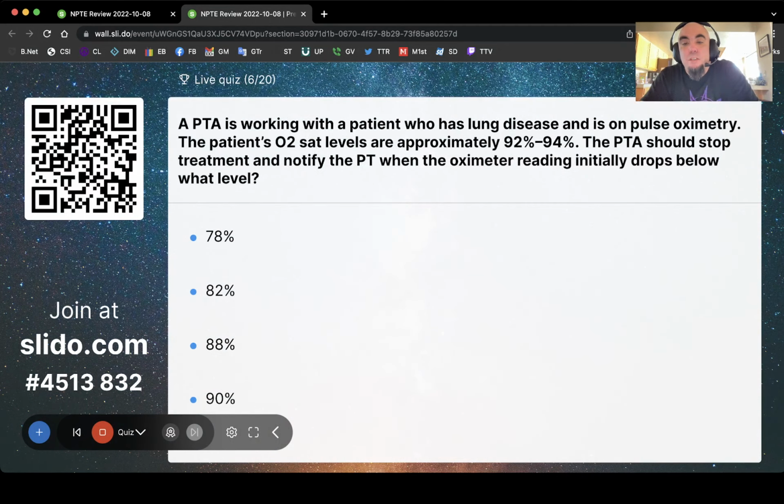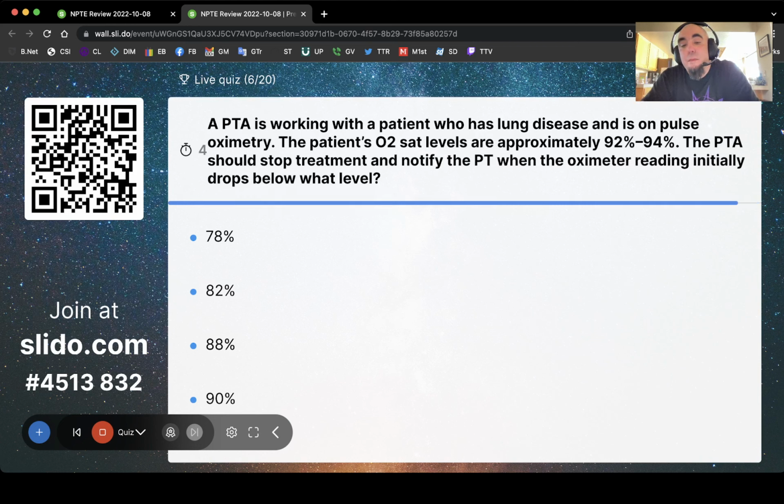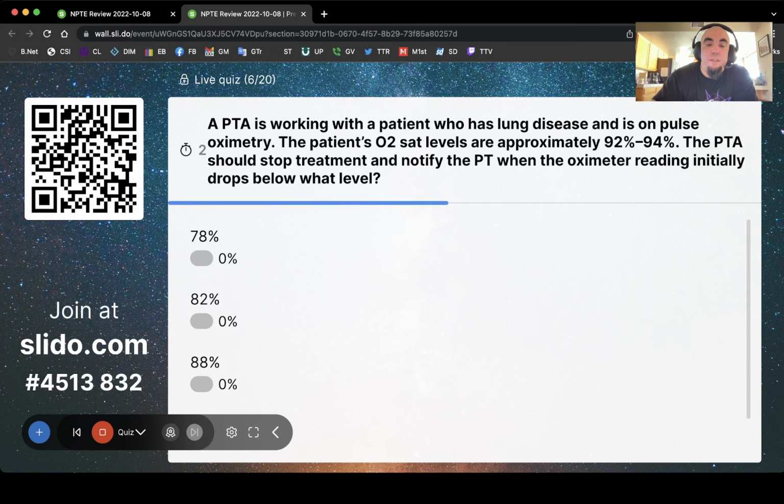PTA is working with a patient who has lung disease and is on a pulse oximetry. The patient's O2 levels are approximately 92 to 94%. The PTA should stop treatment and notify the PT when the pulse ox initially drops below what level, right? So here we have 78%, 82%, 88%, 90%. Give it a few more seconds just to kind of come down.